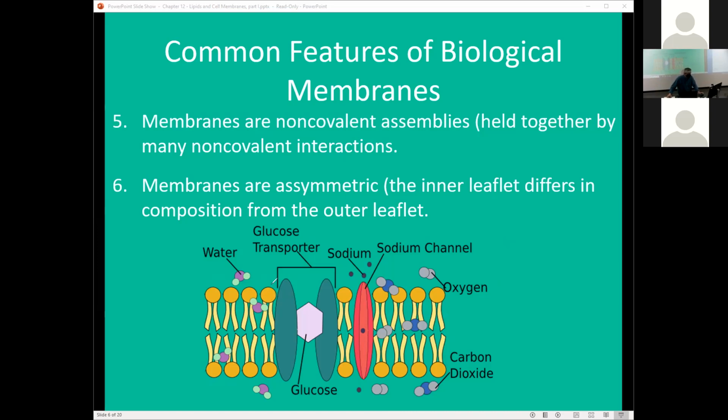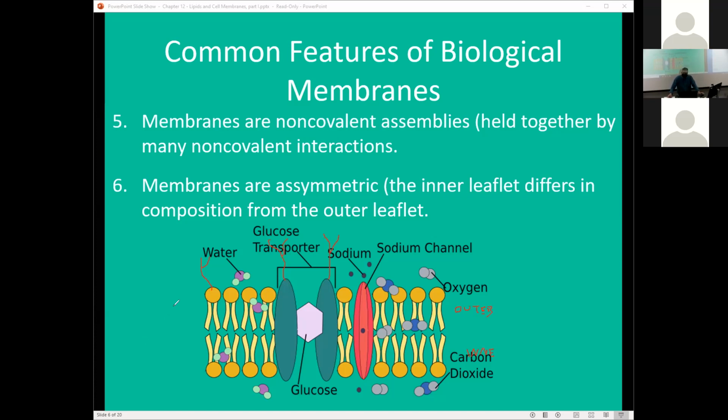So if we look at this plasma membrane, all of the carbohydrates, let's just make this glucose transporter a glycoprotein and put some carbohydrates on it. Okay, so all of the glycolipids, all of the glycoproteins are going to be on the outside. So this would make this the outer leaflet of the plasma membrane, and that would make this the inner leaflet down here. So all glycolipids in the outer leaflet.